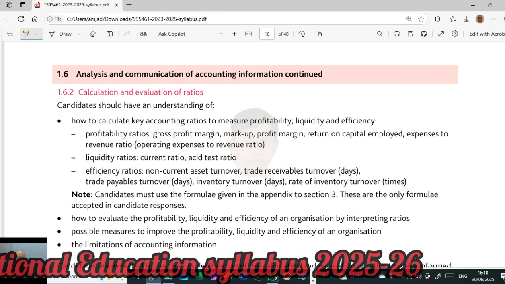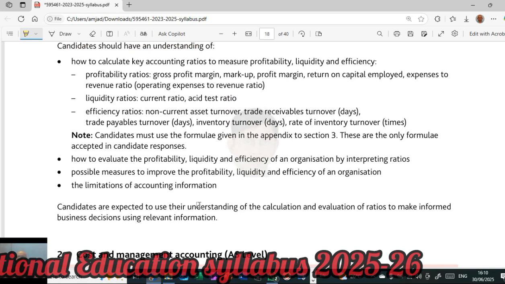You must use the formulas given in the appendix. These are the only formulas accepted in the candidate's response. You should not use any other formula from any other source; you are supposed to use only these formulas. So be very careful in using the formulas. How to evaluate the profitability, liquidity, and efficiency of an organization when reporting ratios, possible measures to improve the profitability, liquidity, and efficiency of an organization, and the limitations of accounting information.